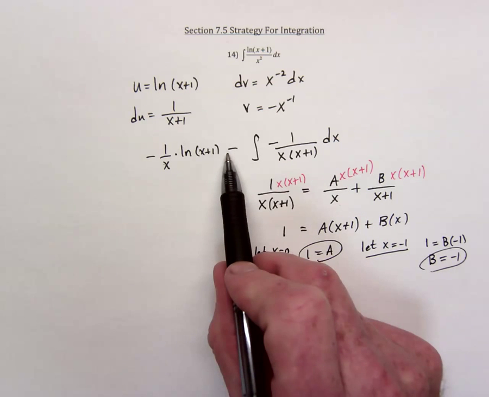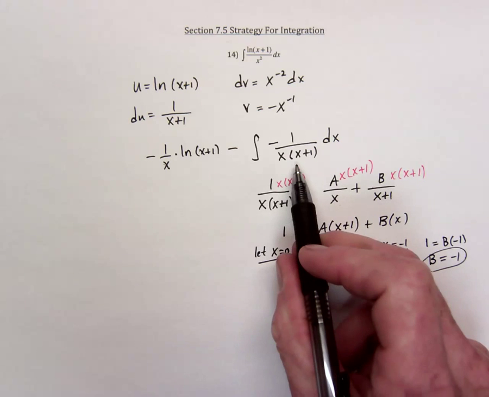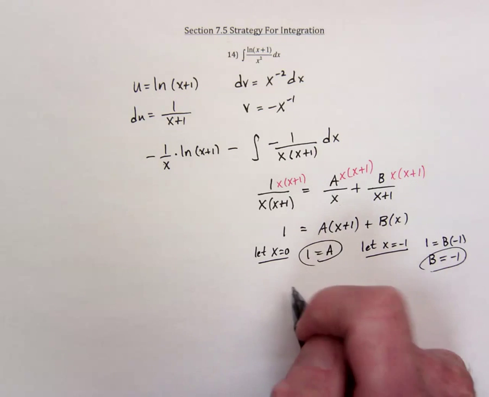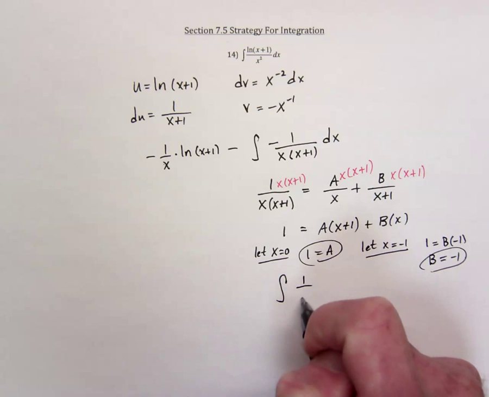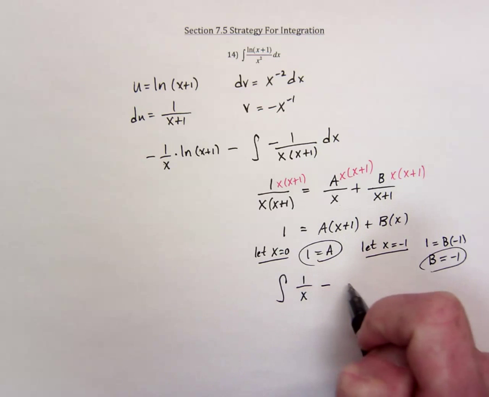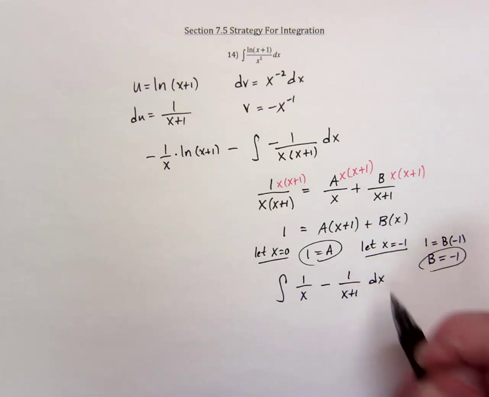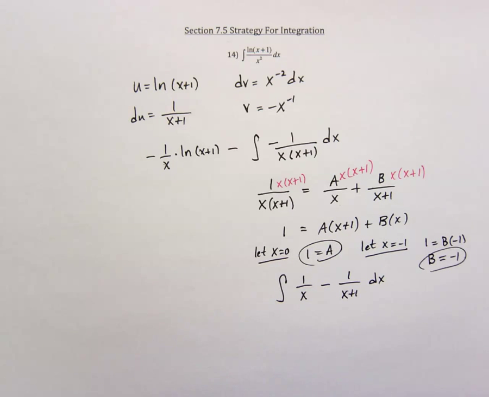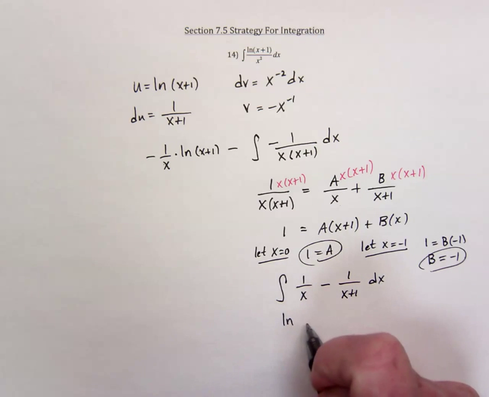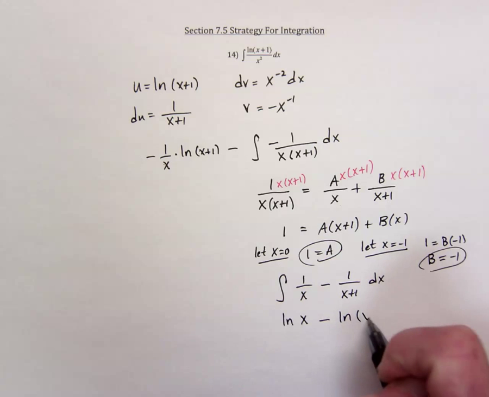This negative and this negative will make it a positive, so I just have to integrate a, which is 1 over x, so we need to integrate 1 over x. The b was a negative 1, so minus 1 over x plus 1. And then it's going to be natural log and natural log. So we would have the natural log of x minus the natural log of x plus 1.